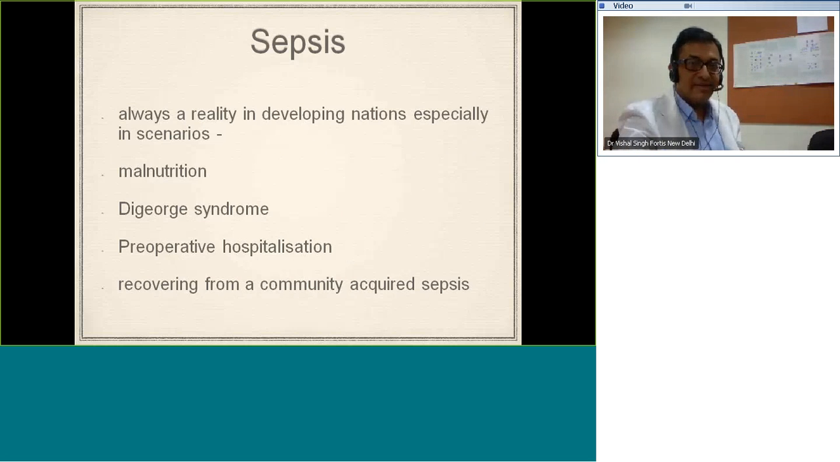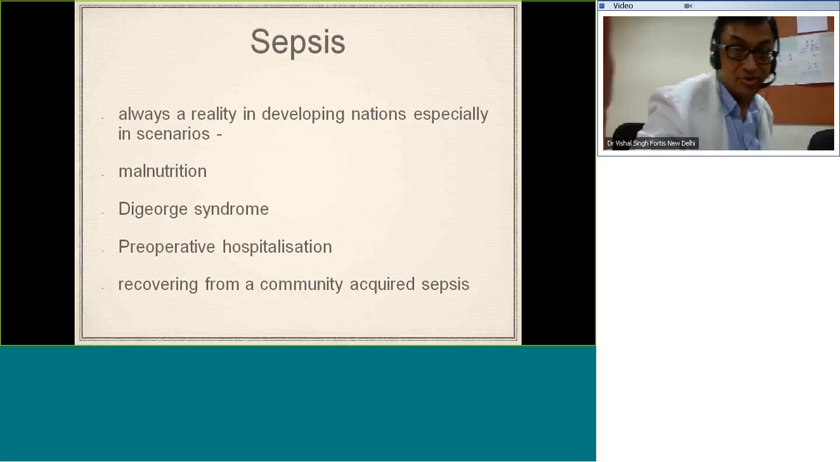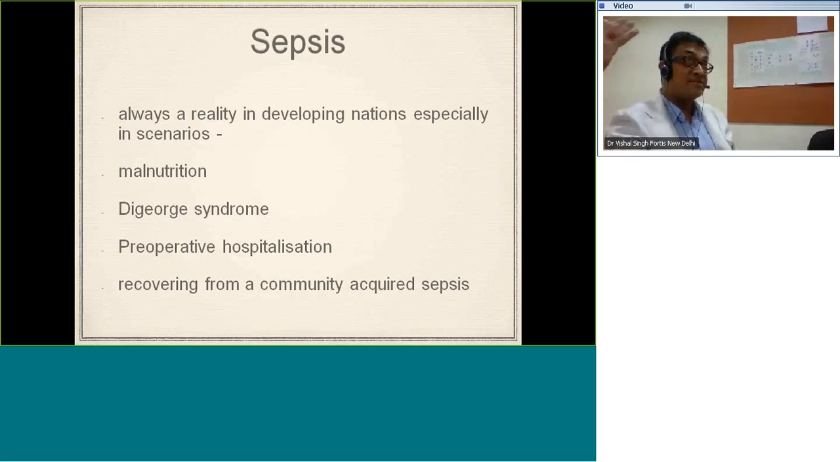Sepsis is a reality in our nation, especially in scenarios like malnutrition, DiGeorge syndrome, preoperative hospitalization, and the patient getting admitted in a quasi-emergency, or recovering from a community-acquired sepsis but, because of repeated spells, operated again in a quasi-emergency. These are the situations where the threshold for diagnosing sepsis should be very, very high, and you should be investigating the patient accordingly.